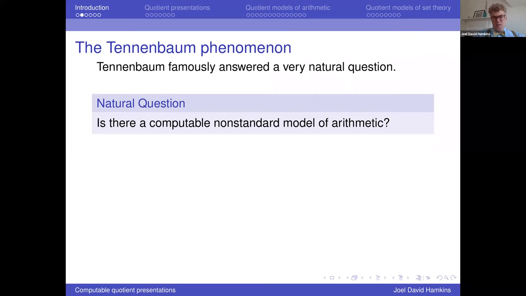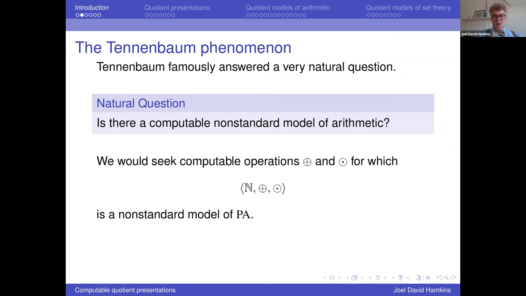And so what I mean by that is, can we find a kind of computable copy of a non-standard model of arithmetic? Can we find computable operations plus and times, so that if I use those plus and times, I've got a non-standard model of, say, Peano arithmetic? Now, this question is, to my way of thinking, highly relevant.